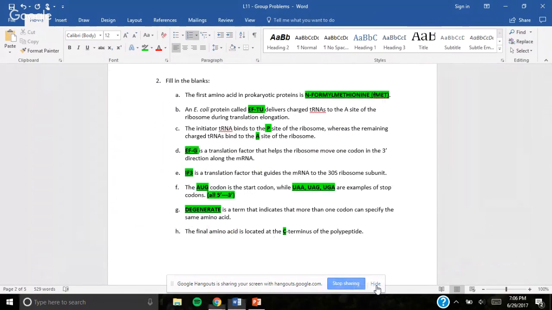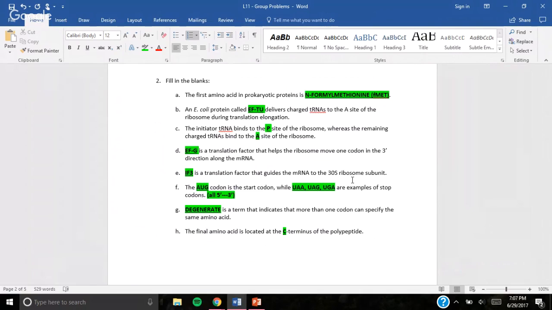All right, for number 2, we did the fill in the blank. The first amino acid in prokaryotic proteins is N-formylmethionine, or fMet. For B, an E. coli protein called EF-Tu, or EF2, delivers charged tRNAs to the A site of the ribosome during translation elongation. The initiator tRNA binds to the P site of the ribosome, whereas the remaining charged tRNAs bind to the A site of the ribosome. The EFG is a translation factor that helps the ribosome move 1 codon in the 3' direction along the mRNA. And the IF3 is a translation factor that guides the mRNA to the 30S ribosome subunit.